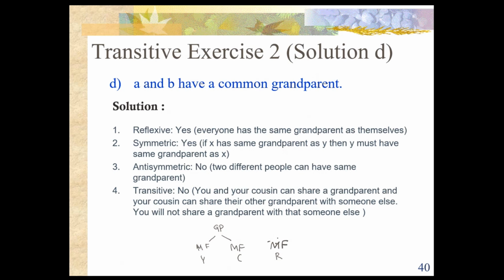Maybe the father and the mother share the same grandparent. So you and your cousin share the same grandparent. Your cousin and another, distant relative, share a different grandparent. So can you say that you and that distant relative share the grandparent? No, right? So it is non-transitive.